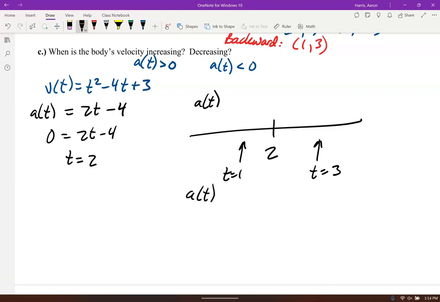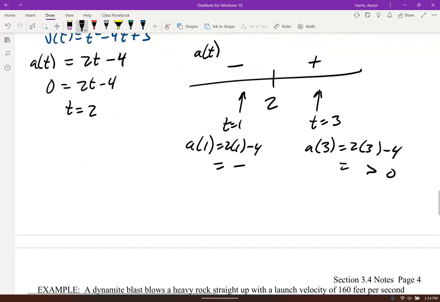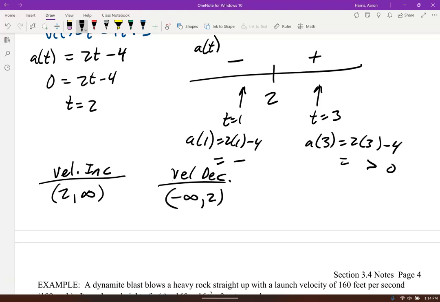So I throw 1 in. 2 times 1 minus 4. Okay, it's negative. I have negative acceleration, meaning the body's velocity is decreasing, right? And then I'll plug in 3. I got 2 times 3 minus 4. Looks like that's positive acceleration there. So velocity is increasing from 2 and on, right? The acceleration is positive. The velocity is decreasing from negative infinity up to 2. Okay.